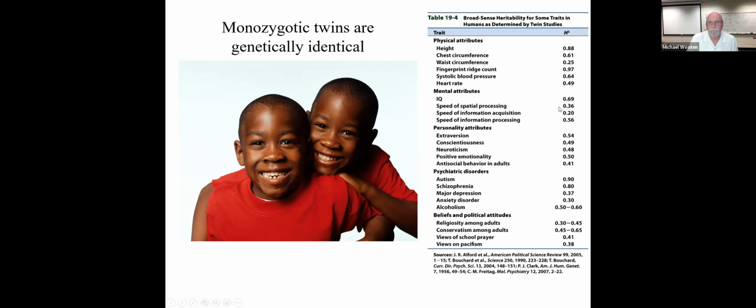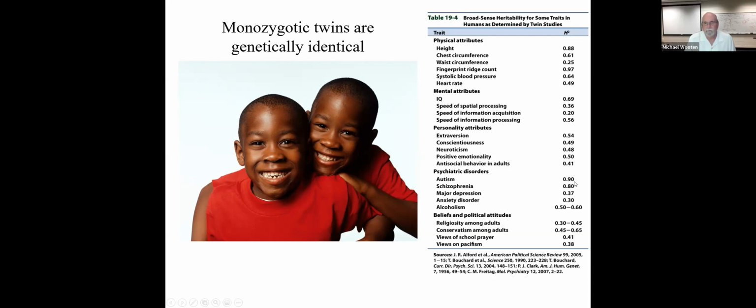And some things are high. You can ignore this IQ, that's just a rough estimate, but acquisition of information is not as heritable as processing of it once you get it. Some behaviors do have heritability, which some people would argue they don't, that they're all learned, but in fact, whether you're extroverted or introverted or antisocial or whatever, those have at least some genetic component. That also means they have a large environmental component, because genetics here accounts for only about 50%.